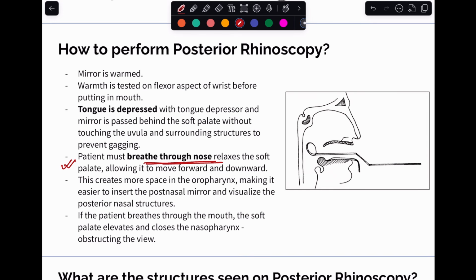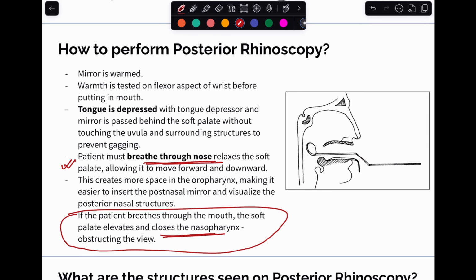And as you put your mirror in the post-nasal region, you will be able to see the different structures over there. Now, very important over here, if the patient starts to breathe through the mouth, the soft palate will end up elevating and it will end up closing the nasopharynx. And this will obstruct your view. So it is important for you to explain to the patient that they have to breathe through the nose when you're performing the procedure.